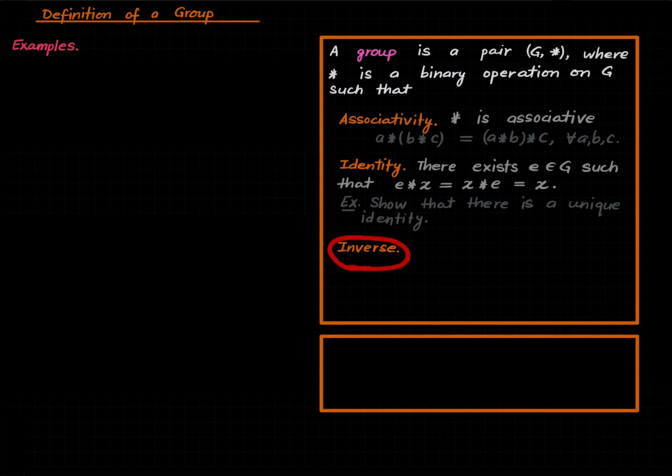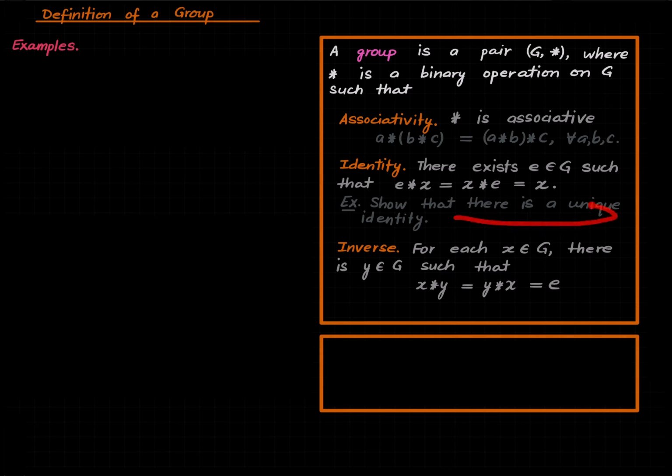And lastly, inverse. So here we demand that for each element x in G, there is an element y in G such that x star y equals y star x equals e. And this makes sense only when I've already proven the uniqueness of the identity. So maybe I'll write a proof because I'm using this fact, so why not write a proof?